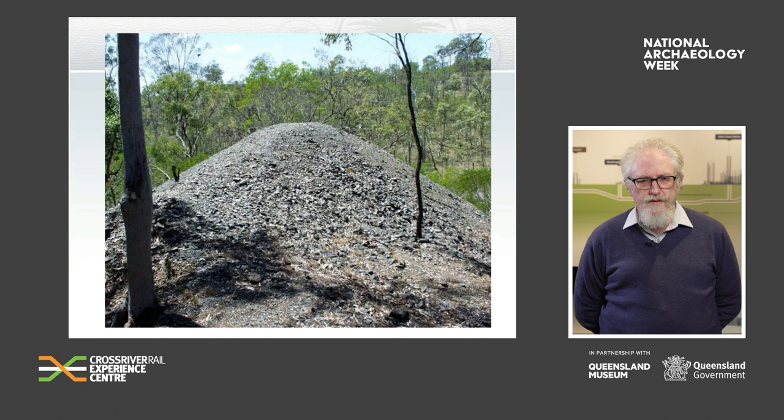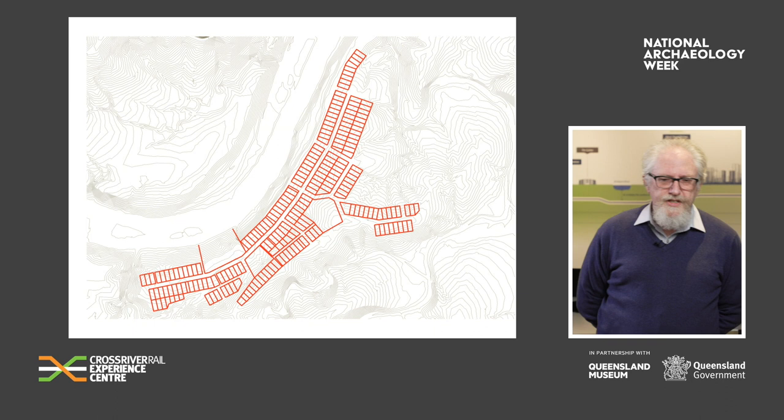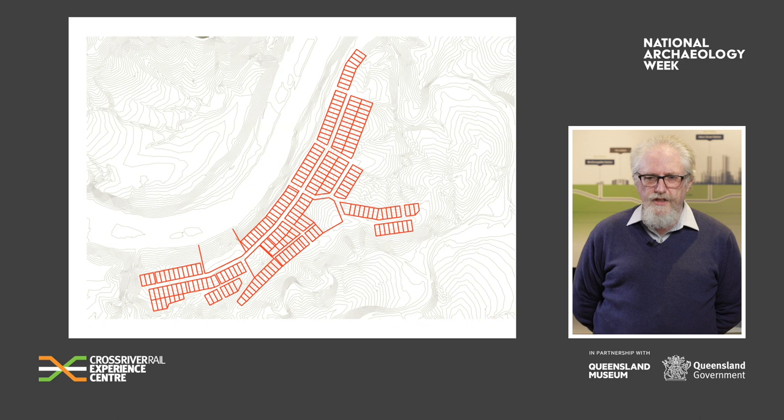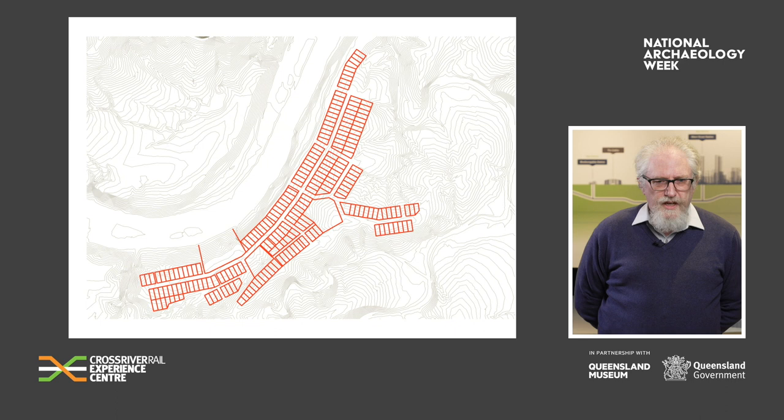So this is a town plan. This is based on the 1890 town plan of Paradise over the current topographical map. The Burnett River runs in the S shape. It's the bit without any of the lines in it. That's the Burnett River, and the red is the town plan laid beside the Burnett River.